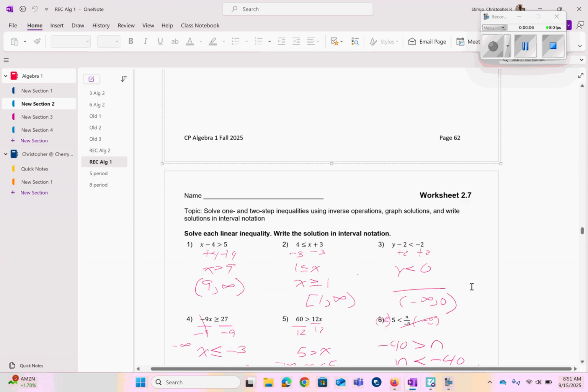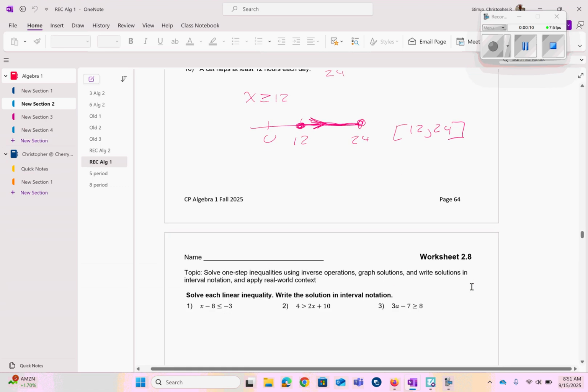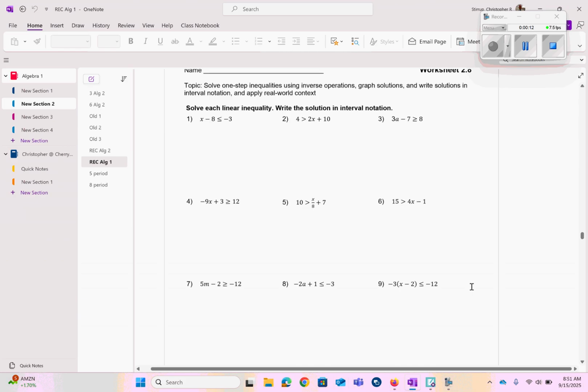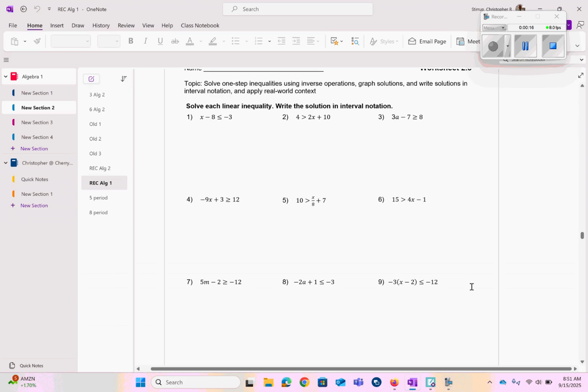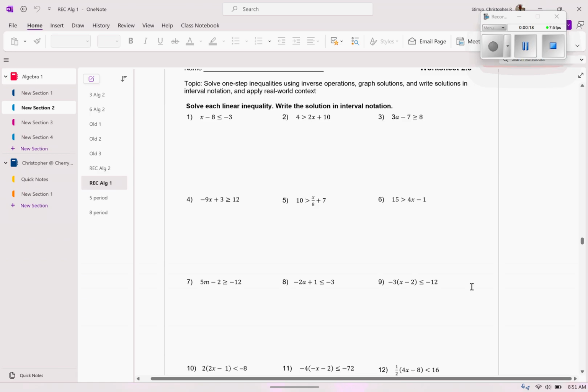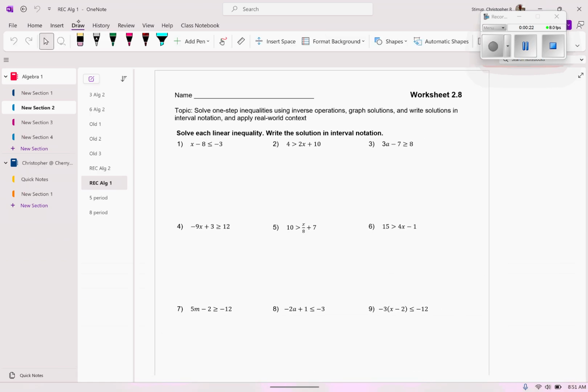So if you wanted the answers for the 2.7 worksheet, they'll be on the video that was posted last week. Let's take a look at 2.8. This will be assigned to you. There was also going to be a quiz on Schoology for you to take, so make sure you get your computers readily available. We're going to go ahead and start solving these.